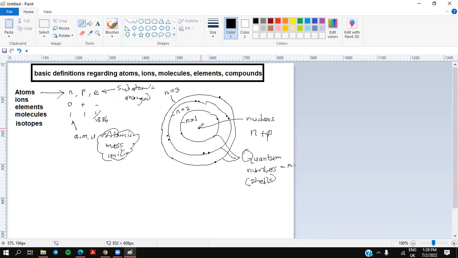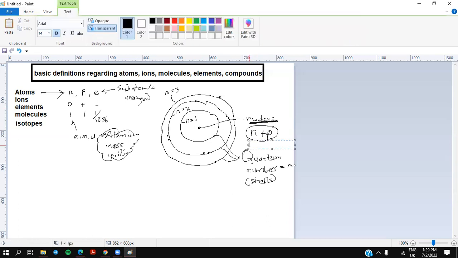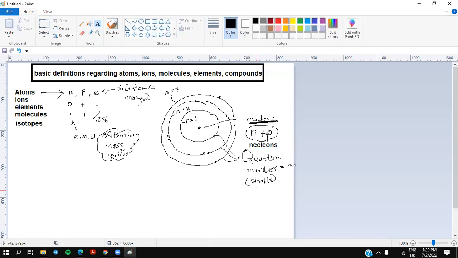And the nucleus is a small, dense area in the middle of an atom. The nucleus is made up of neutrons and protons. Because the nucleus is made up of neutrons and protons, they are called nucleons. Nucleons means neutrons are nucleons, protons are nucleons, because they are found in the nucleus.